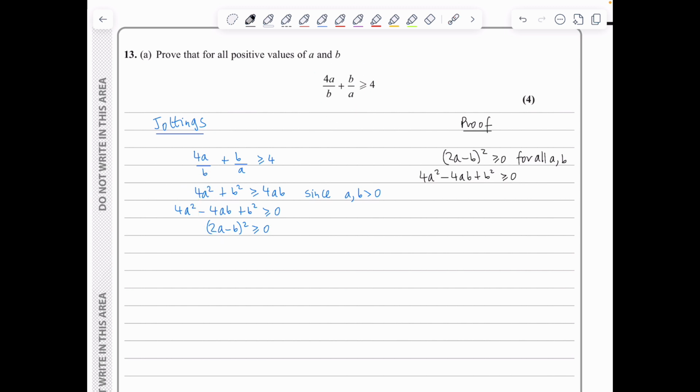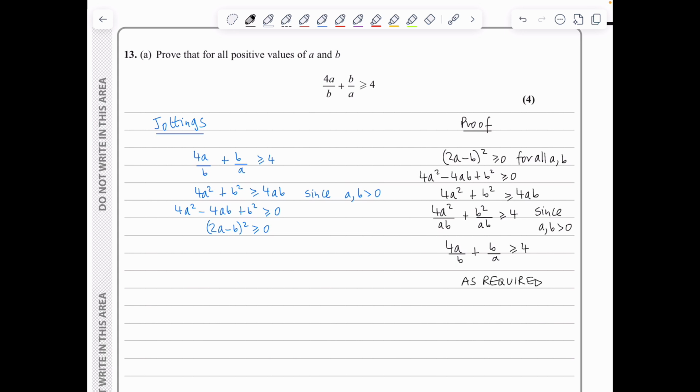So the next thing to do is write that 4a squared plus b squared is greater than or equal to 4ab. I will now divide throughout by ab, so 4a squared over ab plus b squared over ab is greater than or equal to 4. And I need to mention that this is true and I don't have to worry about reversing the inequality direction because both a and b are positive. And so we end up at 4a over b plus b over a being greater than or equal to 4 as required.